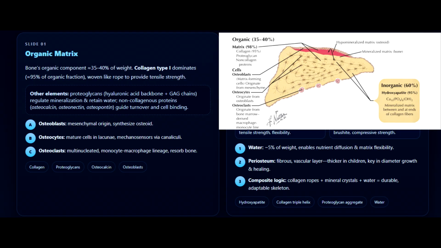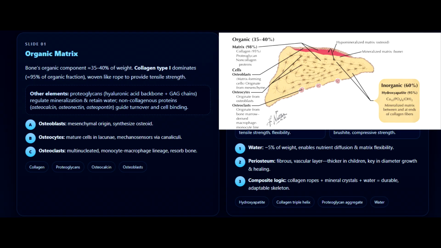Imagine a rope woven of countless fine threads. This is the role of collagen in bone. Within this organic phase, we also find proteoglycans and non-collagenous proteins. Proteoglycans are fascinating macromolecules built around a hyaluronic acid backbone with glycosaminoglycan chains branching out like bristles of a brush. They occupy space, retain water, and influence mineralization.